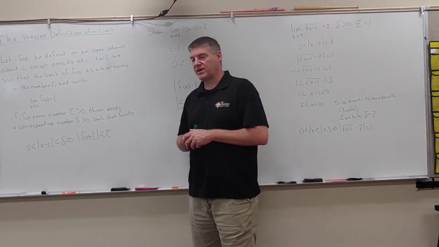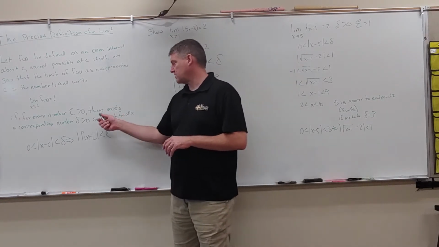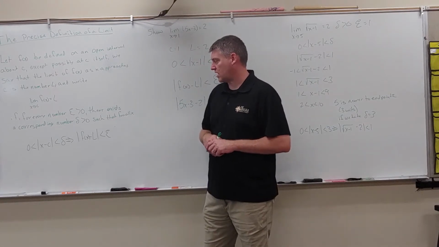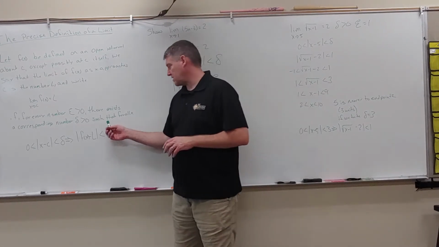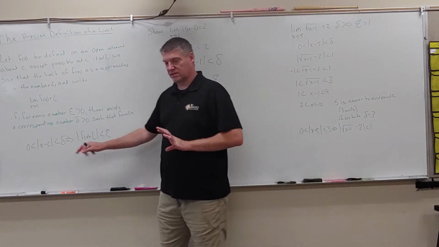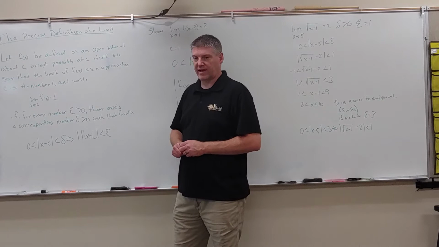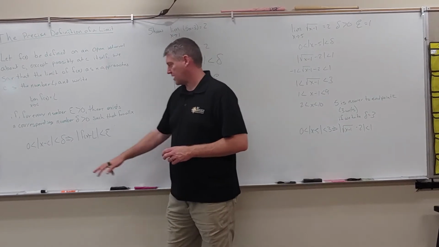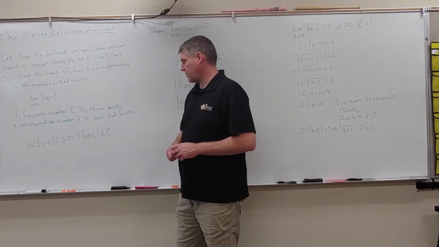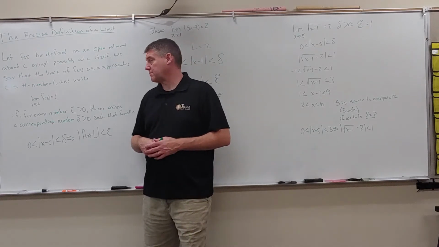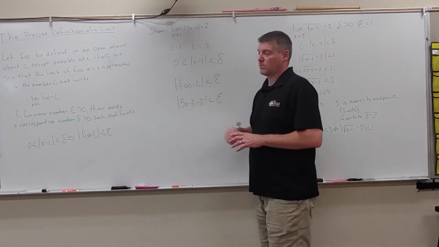If for every number epsilon greater than 0, there exists a corresponding number delta greater than 0, such that for all x, these are true statements: 0 is less than the absolute value of x minus c, which is less than delta, and the absolute value of f of x minus L is less than epsilon. Okay? So this is the formal definition.